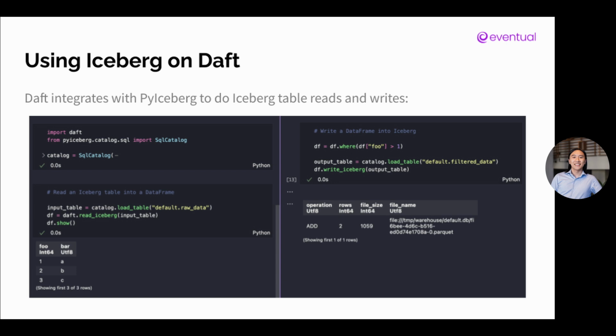Okay, so this is a little blurry, but I think we can piece it out. Using Daft with Iceberg is pretty simple. Daft integrates with PyIceberg to do reads and writes. So here's an example where we get a SQL catalog using PyIceberg, and you can pass a PyIceberg table directly into daft.read_iceberg to read it, do your various data frame operations, and then write a PyIceberg table out using dataframe.write_iceberg. So that's a quick example of how you can use Daft.